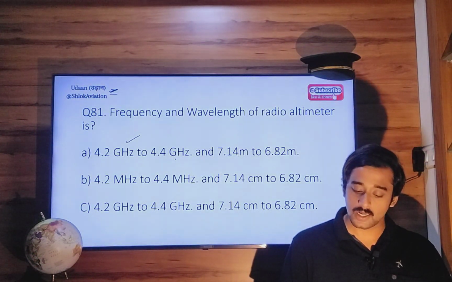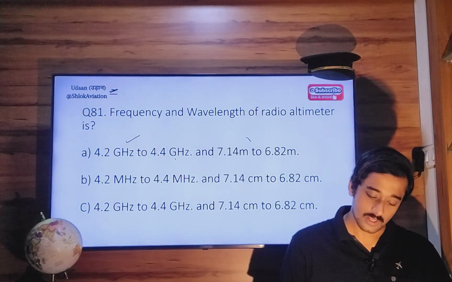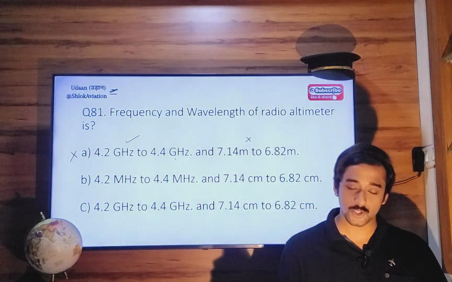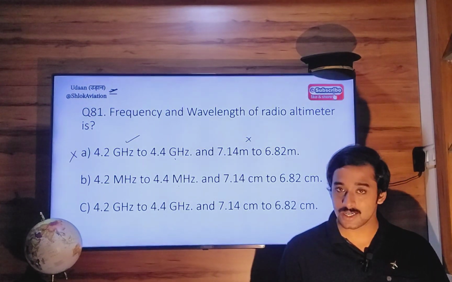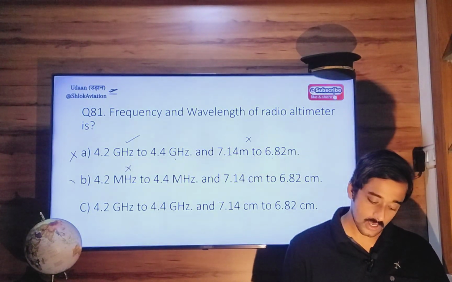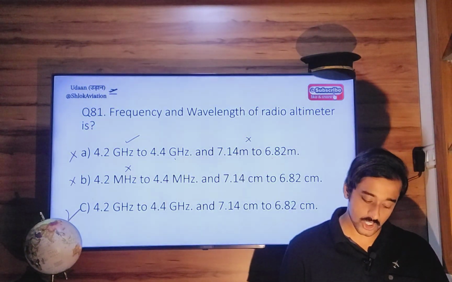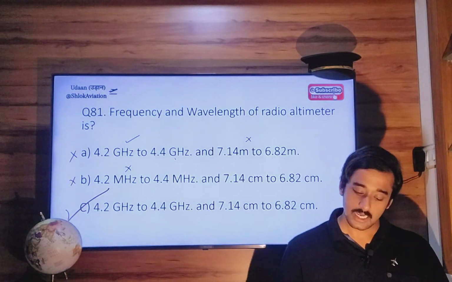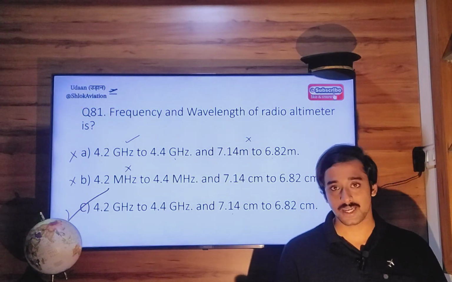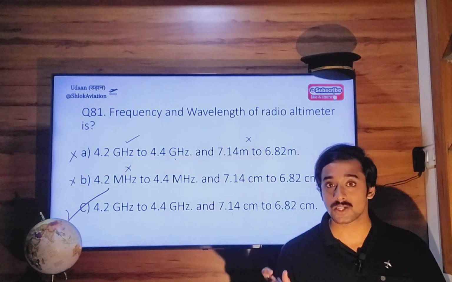So 4.2 gigahertz, 4.4, yes. 7.14 meter, 6.82 meter, wrong. So this part of the answer is wrong. So this option is wrong. 4.2 megahertz to 4.4 megahertz, wrong. It's 4.2 gigahertz. So we are left with option Charlie. 4.2 gigahertz to 4.4 gigahertz, 7 centimeter to 6 centimeter. So the wavelength is centimetric. So option Charlie.